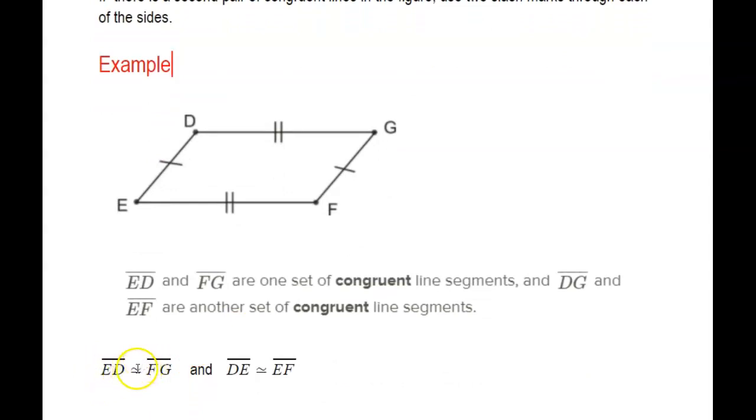ED is congruent, and this is the symbol you use for congruent. There's actually two ways to do this. Sometimes you will see a complete equal sign with a squiggle on the top. Sometimes you'll see a single line with a squiggle on the top. They both mean the same thing, and they mean congruent. So that's what these two mean.